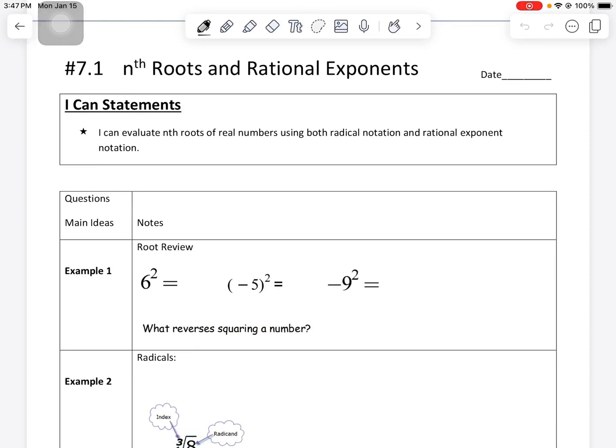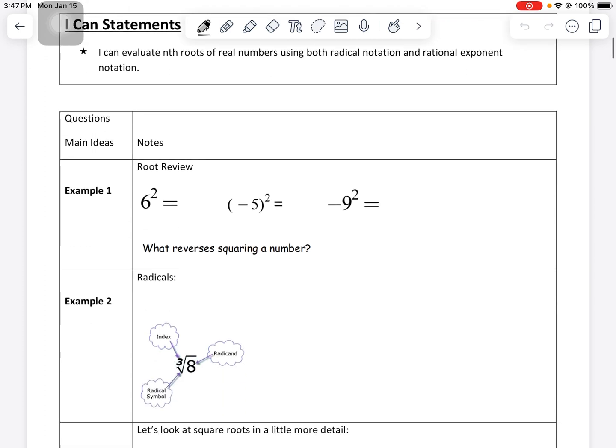Hello, welcome to 7.1. Today we're going to be doing nth roots and rational exponents. So some of this is going to feel familiar, some of this is new, you haven't seen this before. But we're going to start out with just a quick little review of what exponents do here.